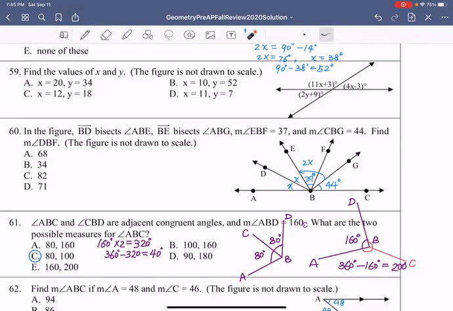Wait, hold on. That's 2x, that's 2x, right? So 4x plus 44, right? Make sense? Yes. 4x plus 44 equals 180. Can we divide it by 4 for each of them? Yes. Go ahead. So it would be x plus 11 equals 45.